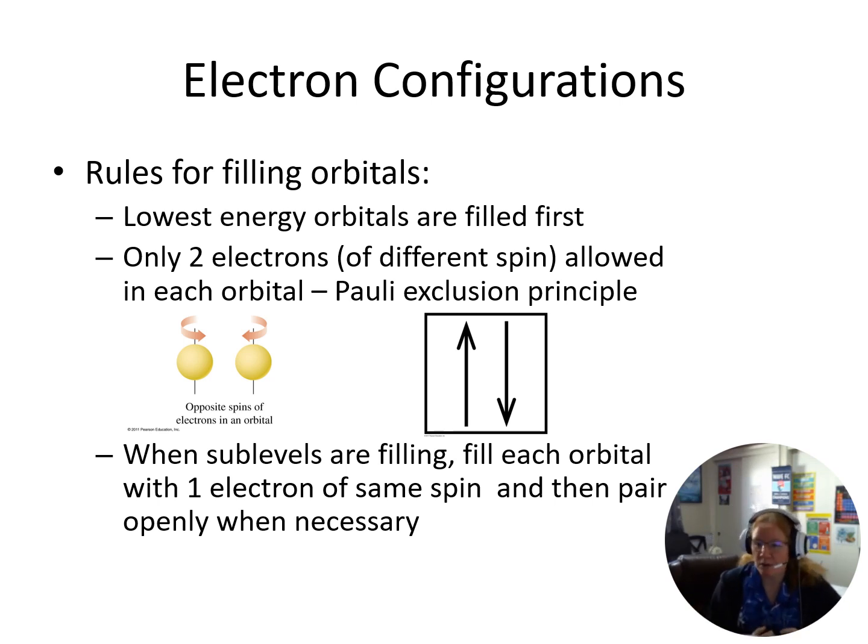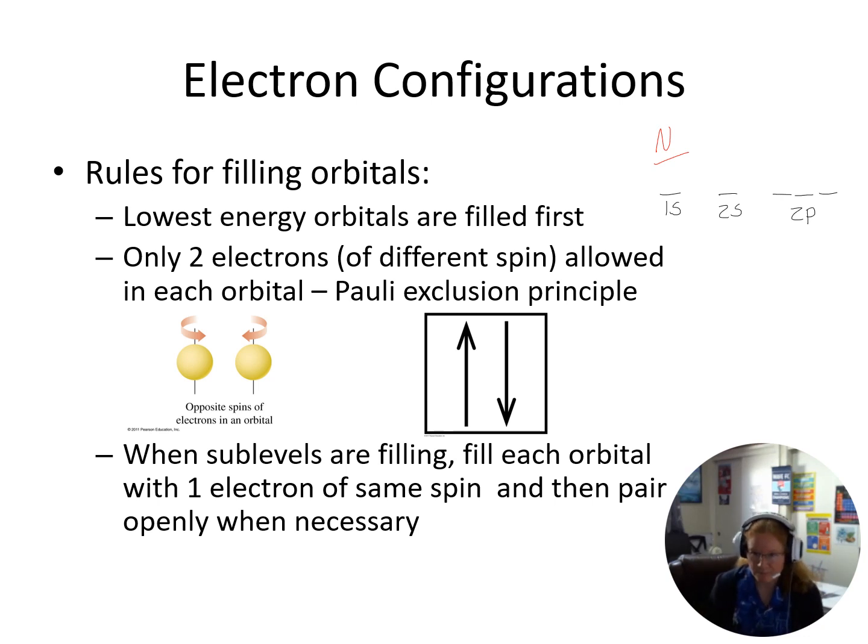Now, we can only put 2 electrons in each orbital. That's called the Pauli exclusion principle. When we're filling, we're going to fill with 1 electron and then pair when necessary. So let's just look at something like nitrogen. Nitrogen is in period 2, so we'll have 1s available, we'll have 2s available, and we'll have 1, 2, 3, 2p orbitals available.